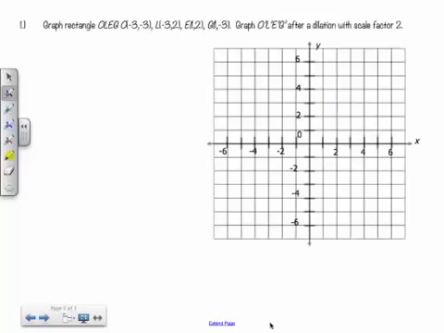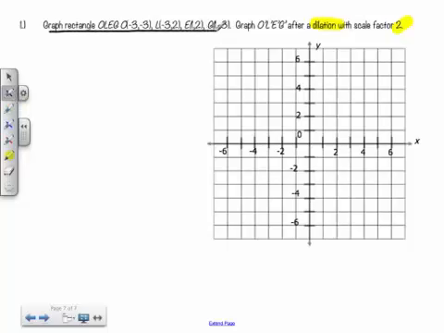All right, so we're going to do one question together. And that question is number 1. So let's go ahead and read through what it says. It asks you to graph rectangle OLEG with the following coordinates. And then it asks you to graph O'L'E'G' after a dilation. This is really important right here: a dilation with a scale factor of 2. All right, the 2 is extremely important right here. So let's go ahead and do what it asks us to do first, which asks us to graph this rectangle.